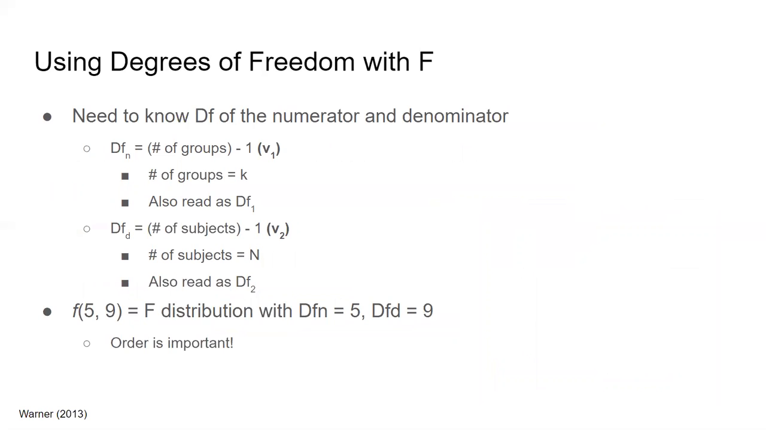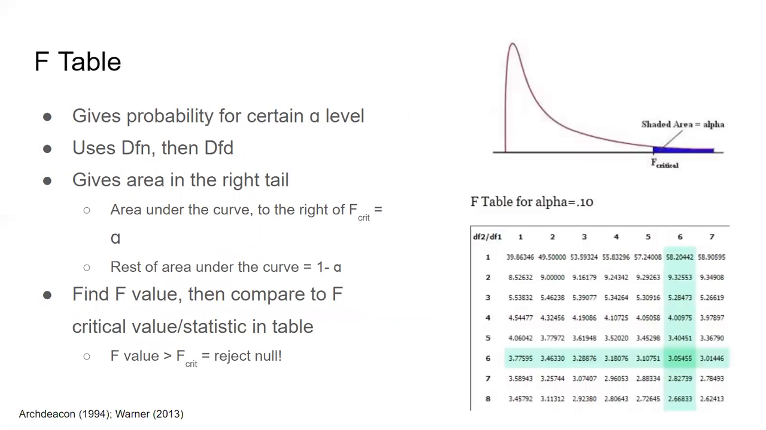So we need to know the degrees of freedom of the numerator as well as the denominator. dfn is going to be the number of groups minus 1. This is also seen as v1 or df1. We might see the number of groups as k. df denominator is the number of subjects minus 1. We might see this as v2 or df2, and of course, number of subjects is going to be n. If we saw an F with degrees of freedom of 5 and 9, this would be an F distribution with df numerator 5 and df denominator 9. The order is very important. If df n was 9, df d was 5, it'd be a very different looking curve.